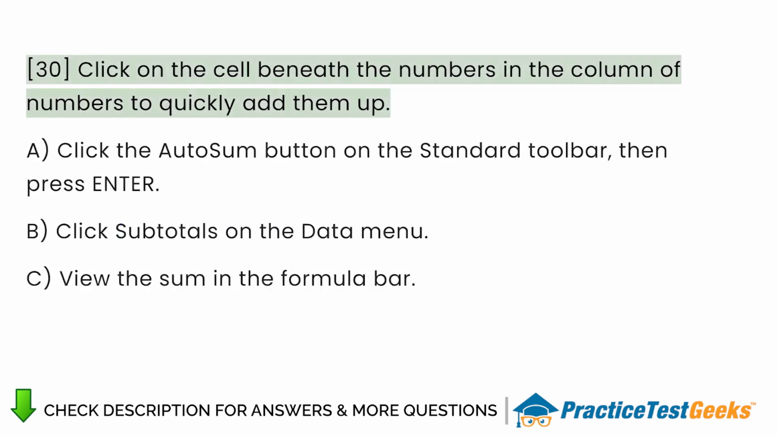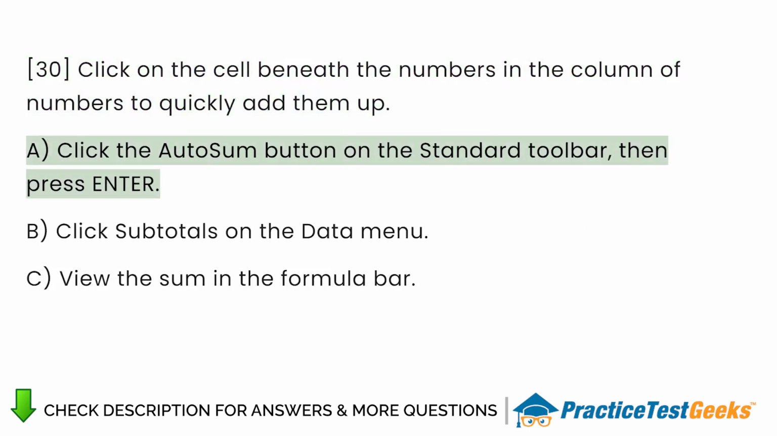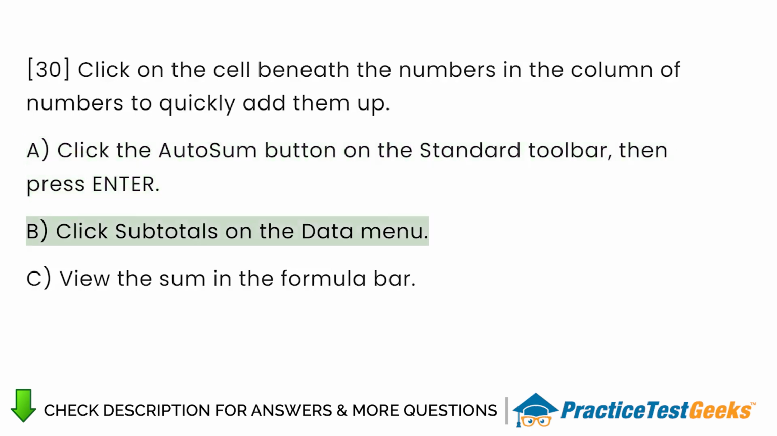Click on the cell beneath the numbers in the column of numbers to quickly add them up. A. Click the AutoSum button on the standard toolbar, then press Enter. B. Click Subtotals on the Data menu. C. View the sum in the formula bar.